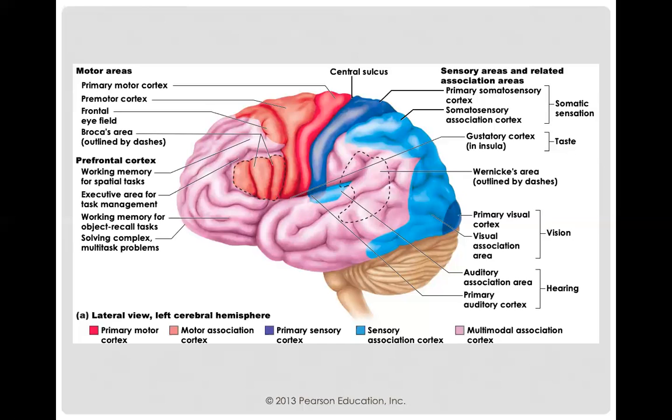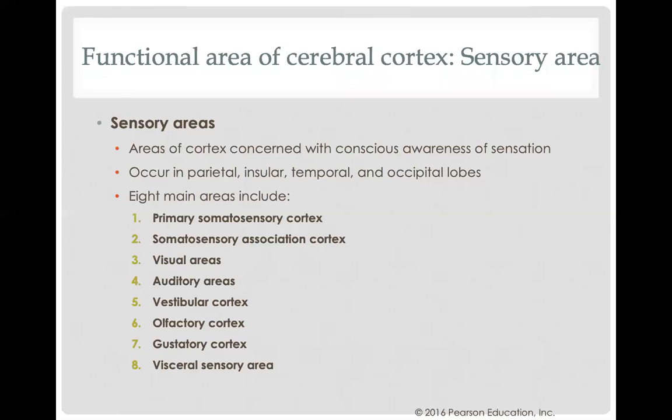A couple of points you want to notice are the central sulcus, which separates the frontal lobe from the parietal lobe. Also notice the area in front of the central sulcus, that's your precentral gyrus, and the darker blue color right after the central sulcus would be your postcentral gyrus. So let's take a look at these in a little more detail.